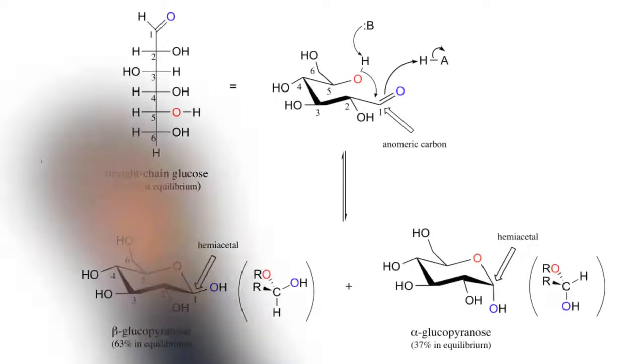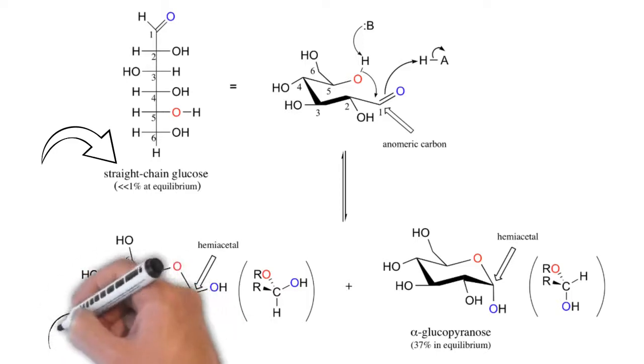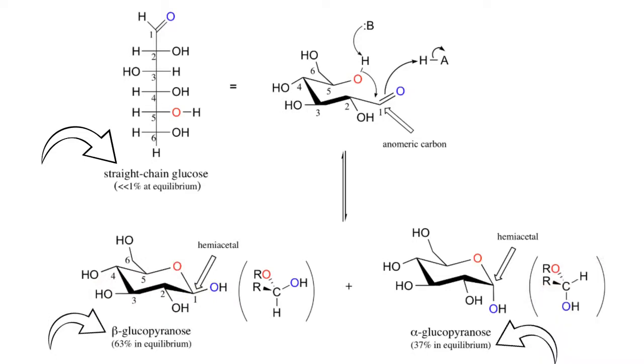Notice that the linear straight-chain glucose structure makes up only less than 1% of the glucose in solution. You can also see the anomers represented here as chair structures. And notice that the beta anomer is more present in solution than the alpha anomer. This is due to the 1,3-diaxial strain that occurs in the alpha anomer.